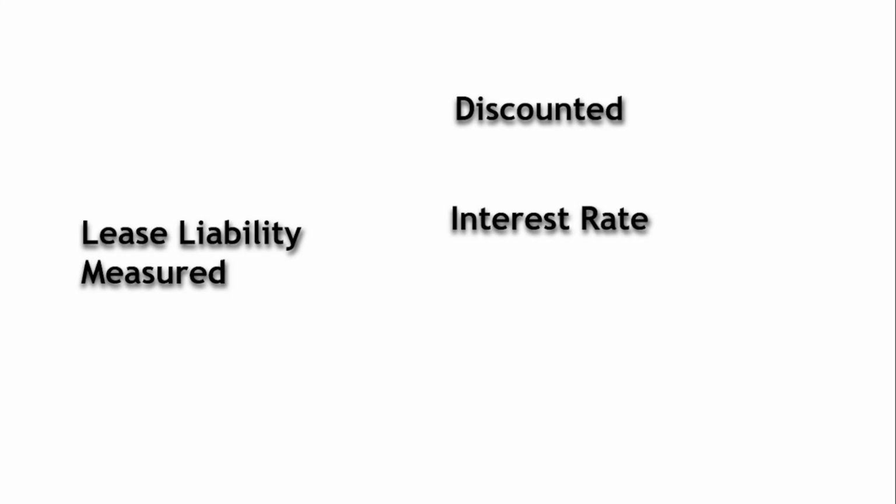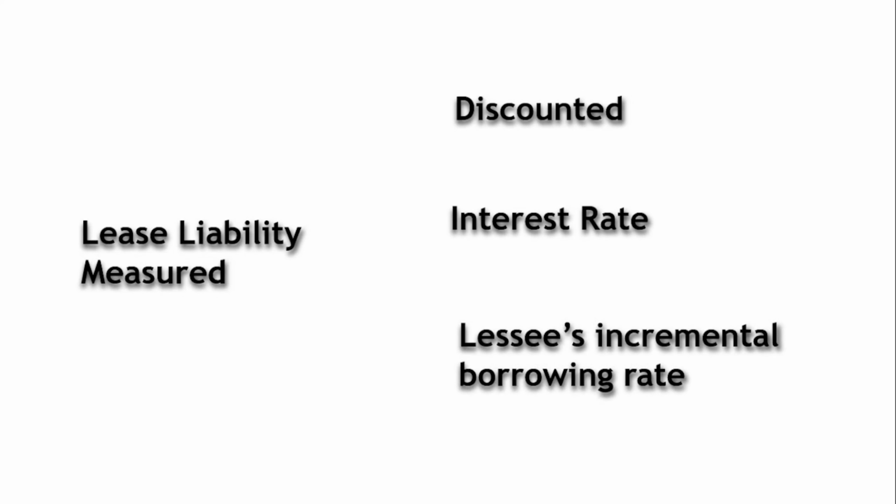The lease liability is measured at the present value of future lease payments, discounted using either the interest rate implicit in the lease or the lessee's incremental borrowing rate. The right of use asset generally equals the lease liability, adjusted for items such as prepayments or initial direct costs. This approach mirrors how finance purchases have always been accounted for. IFRS 16 simply applies that logic consistently to leases.